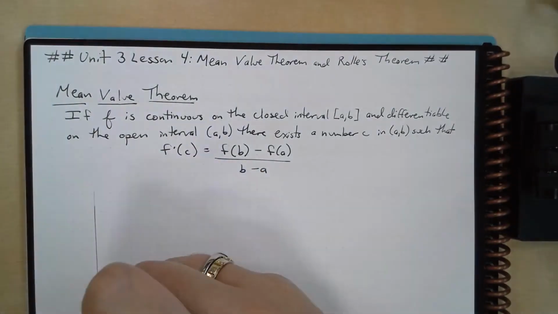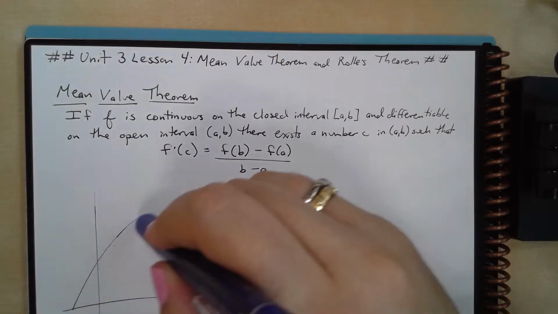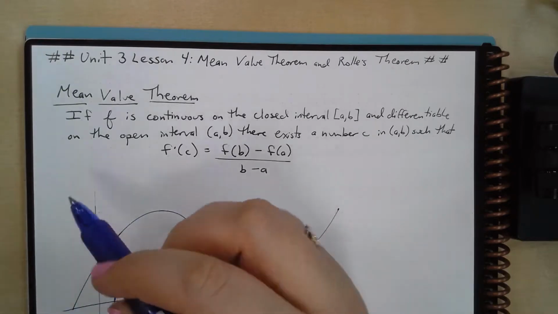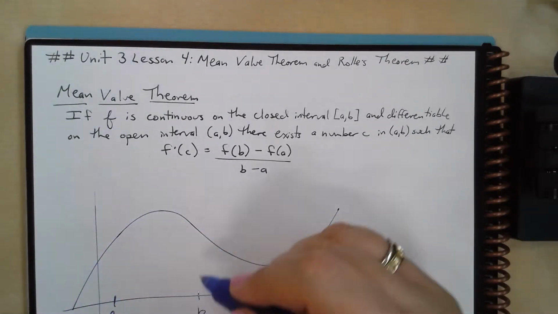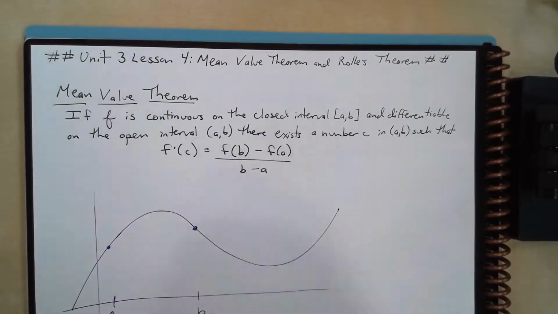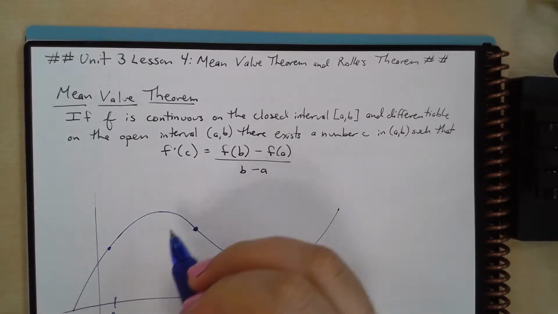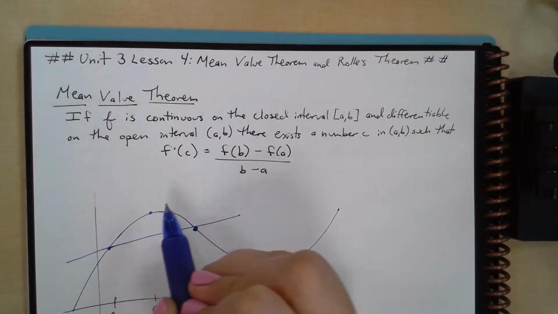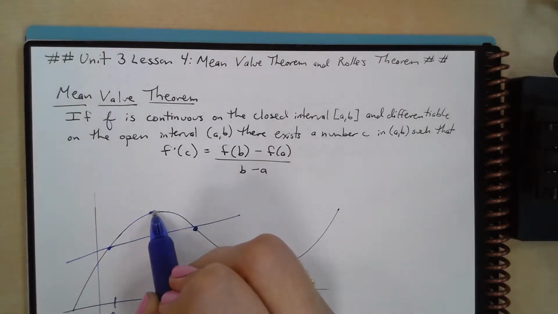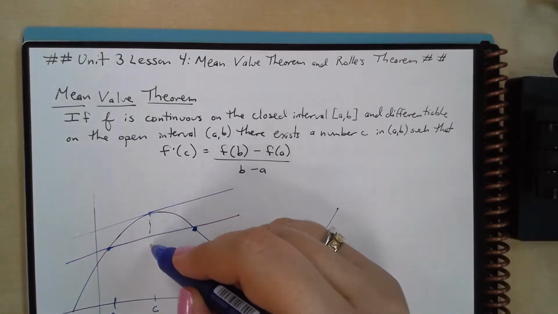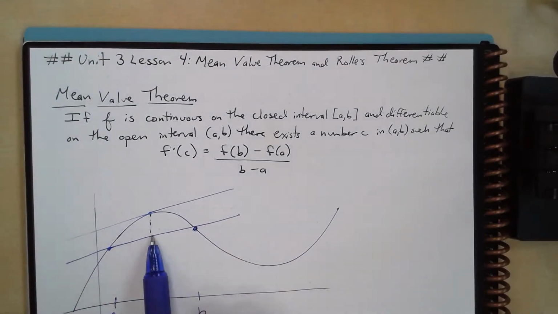Let's draw a graph and see what this looks like. If we have a function that looks like this, and we've got a point A and a point B. Here's B, here's A. If this is differentiable, then there must be a point C between them where the slope at C is going to be equal to the slope between f of b and f of a. So this point is going to be equal to this value right here. These lines are parallel. That's all it says.